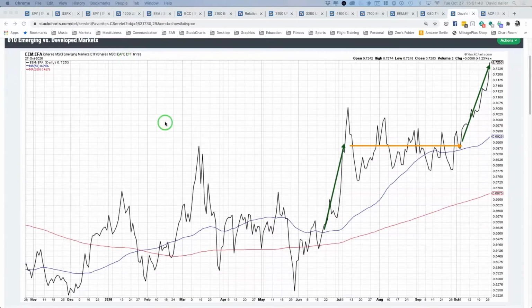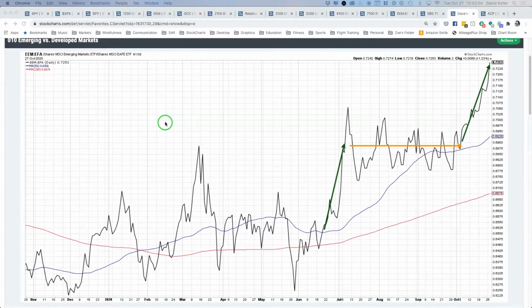Now, this ratio is part of my Mindful Investor Live chart list that I have on stockcharts.com, which basically walks through the steps that I follow in my macro analytical approach. So it starts with price, it goes to breadth, and then it goes to sentiment. That's sort of the priority order.